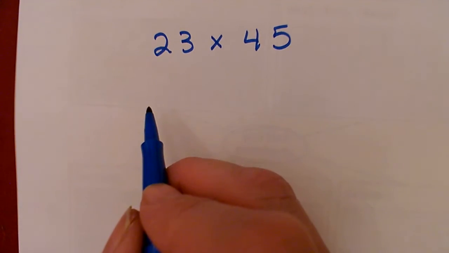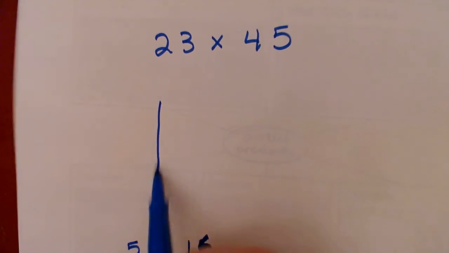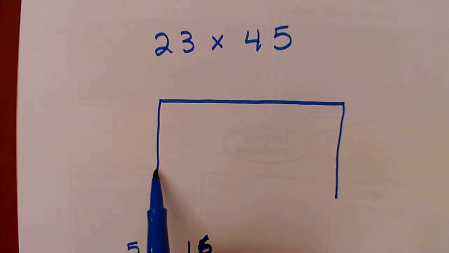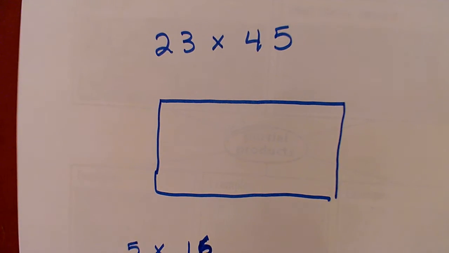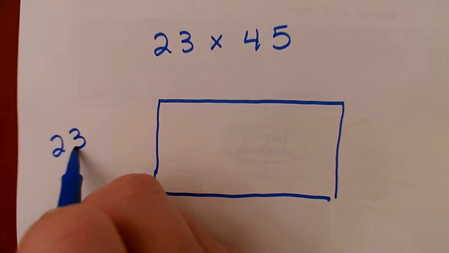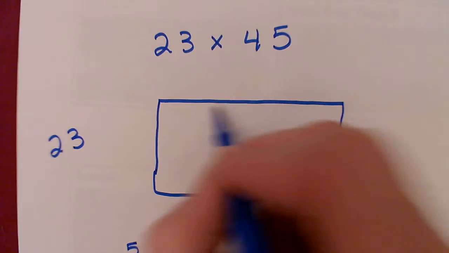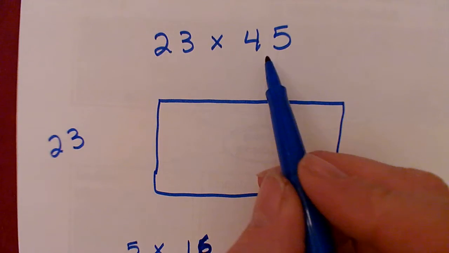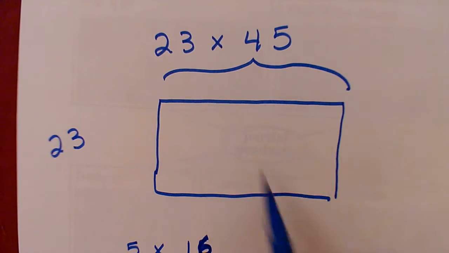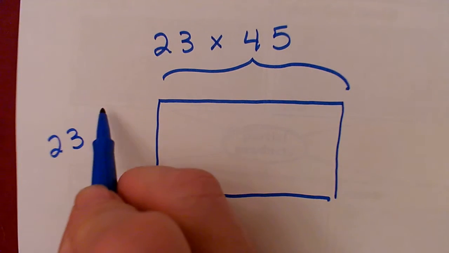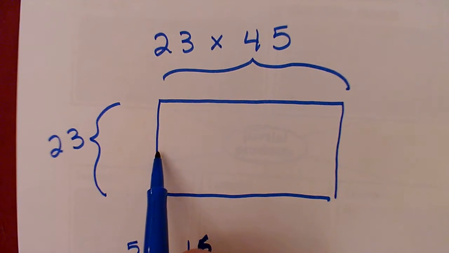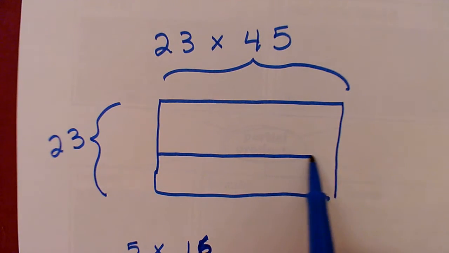So here, let me first draw us a nice rectangle to work with. And it doesn't have to be perfect. You just have to do the best you can. So I'm going to put my 23 on this side, and I'm going to have my 45 on this side. But remember, I want to break that 45 and that 23 up, so this whole side is 45, and this whole side is 23. But I want to be able to model my 10s and my 1s.